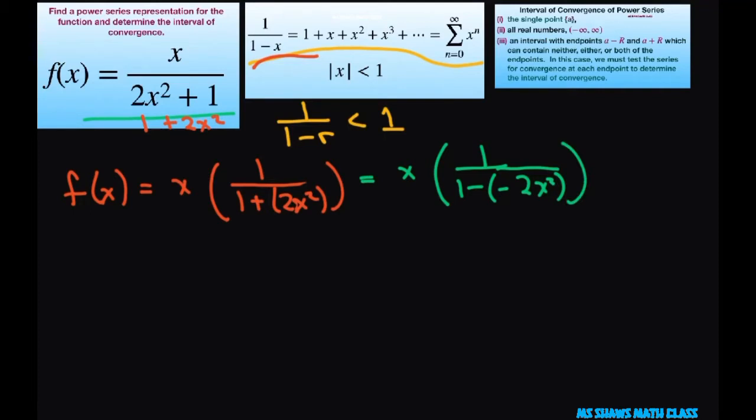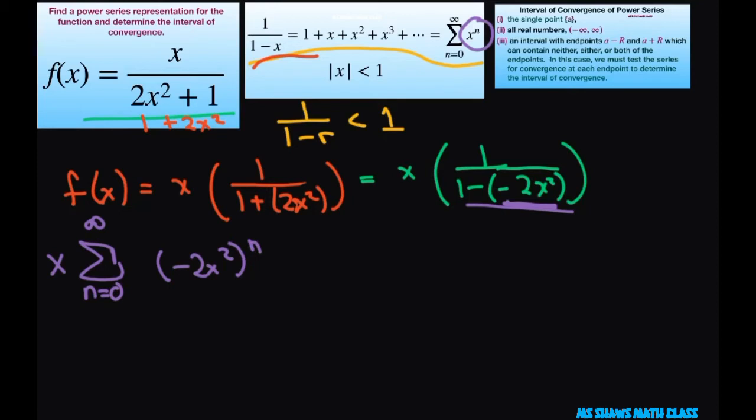Now, we're going to write it as a sum. So now it has this form. I'm going to write it like this. So this is your x. So we're going to write the sum from n equals 0 to infinity, and pull out the x. And then we're going to have this part here. So your x is negative 2x squared to the nth power. This is the one we're going to look at to get the interval of convergence.